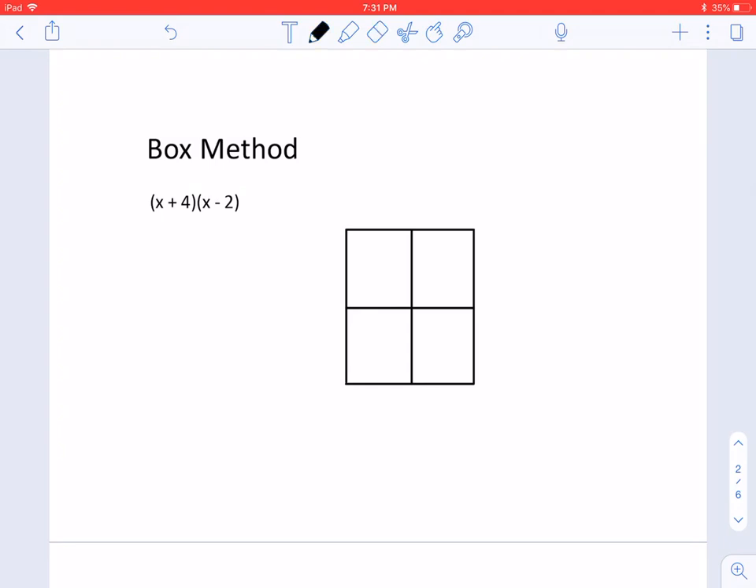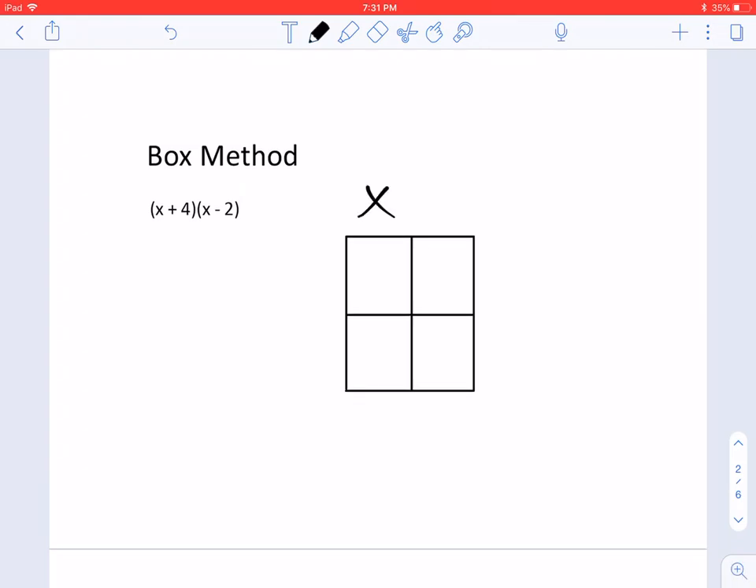So let me show you how this box method works. The box method works by writing the first expression on the top and writing the second expression on the side. It actually doesn't matter which goes where in the grand scheme of things. Then the next thing you're going to do is multiply each of the terms by the other terms. So everything has to multiply everything. So this x has to multiply this x. Now when we do that, x times x becomes x squared.